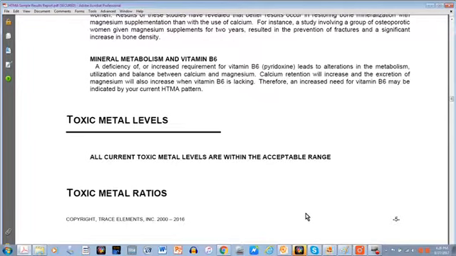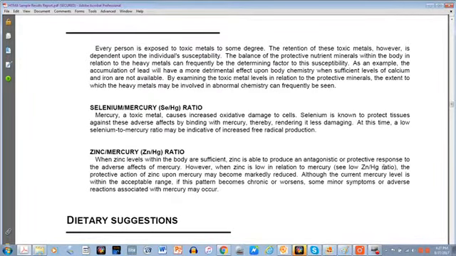Toxic metal levels. All current toxic metal levels are within the acceptable range. Every person is exposed to toxic metals to some degree. The retention of these toxic metals, however, is dependent upon the individual's susceptibility. The balance of the protective nutrient minerals within the body in relation to the heavy metals can frequently be the determining factor to this susceptibility.